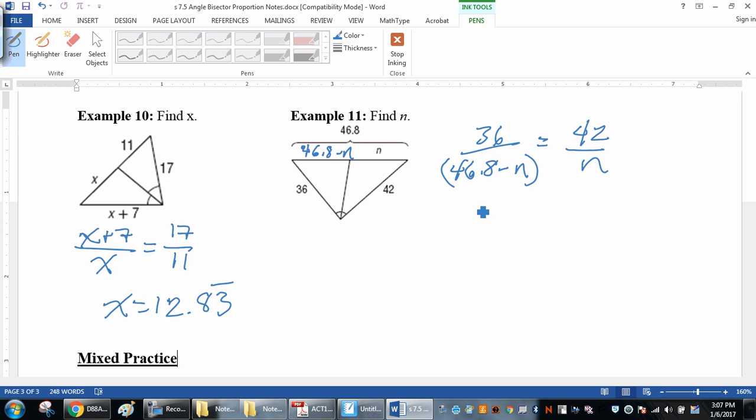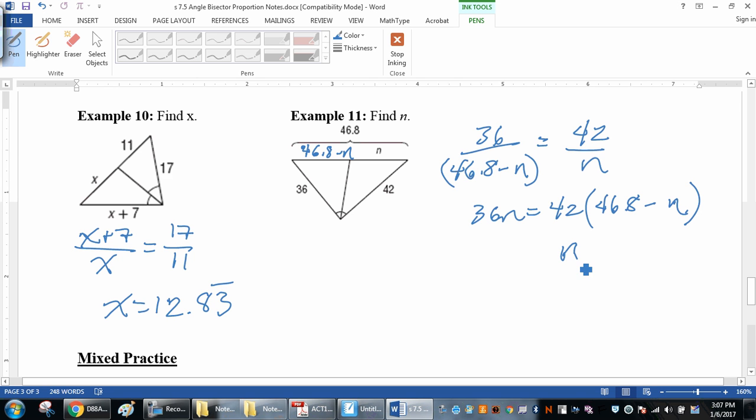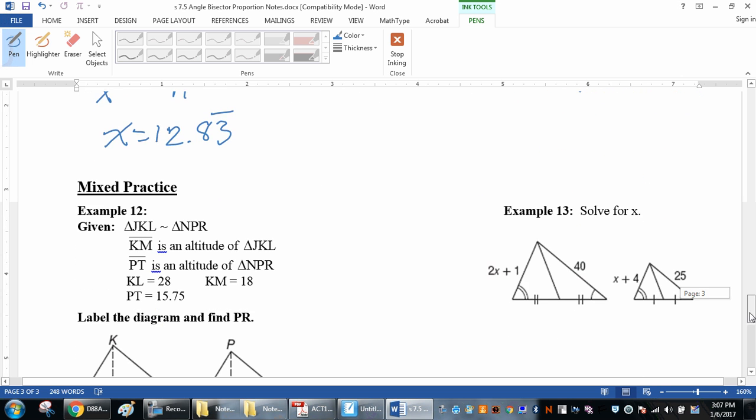Cross multiply and solve, we get 36n equals 42 times 46.8 minus n. And I'm going to let you guys finish this one up because my stylus is not liking this. And you should get n equals 25.2. All right, we're getting close. Just a couple left here, guys.